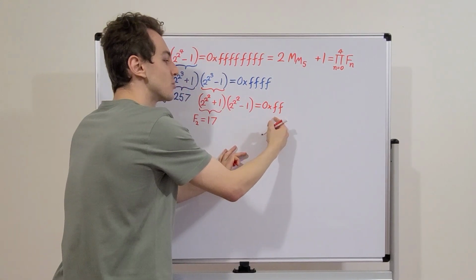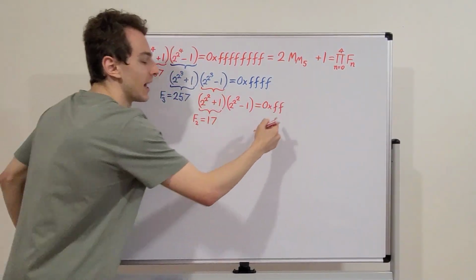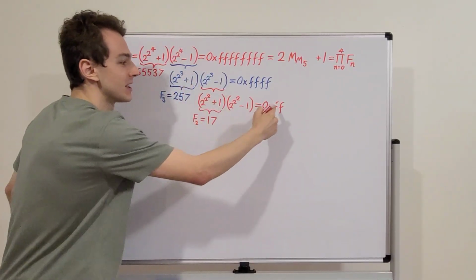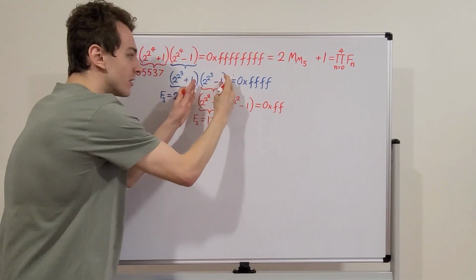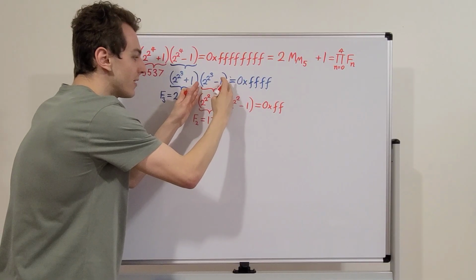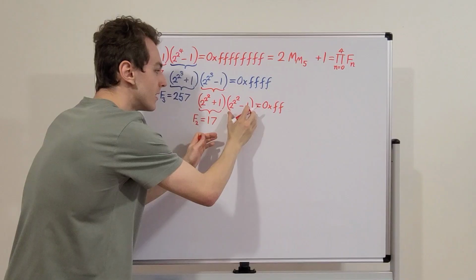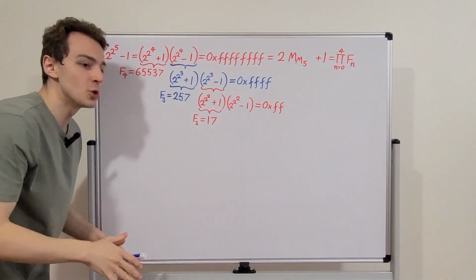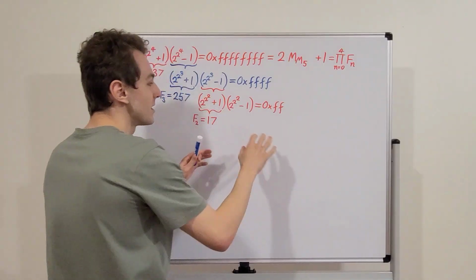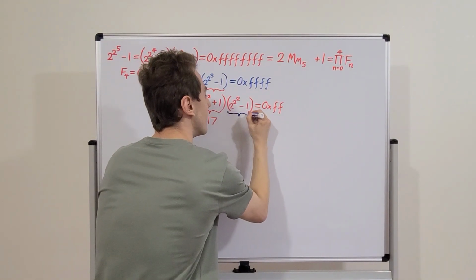And in binary, this would be 8 ones. So 8 ones in binary is equivalent to 2 Fs in hexadecimal. So this value over here is 255, and we can break that up into 17 times 15, and then 15 can be broken up into another set, which is 5 times 3. So we can see that underneath.